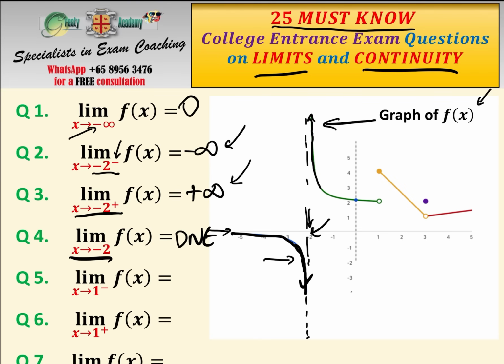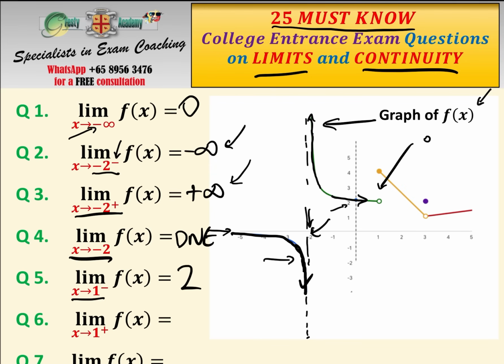Question number 5. Now we're looking at the limit as x approaches 1 from the negative side, i.e. we're going along the green one here from the negative side. Don't worry about this open circle here. It's the limit that we're interested in, i.e. what does it approach as we approach 1? Well, as we approach 1, it approaches 2. So the limit as x approaches 1 from the negative side is 2.